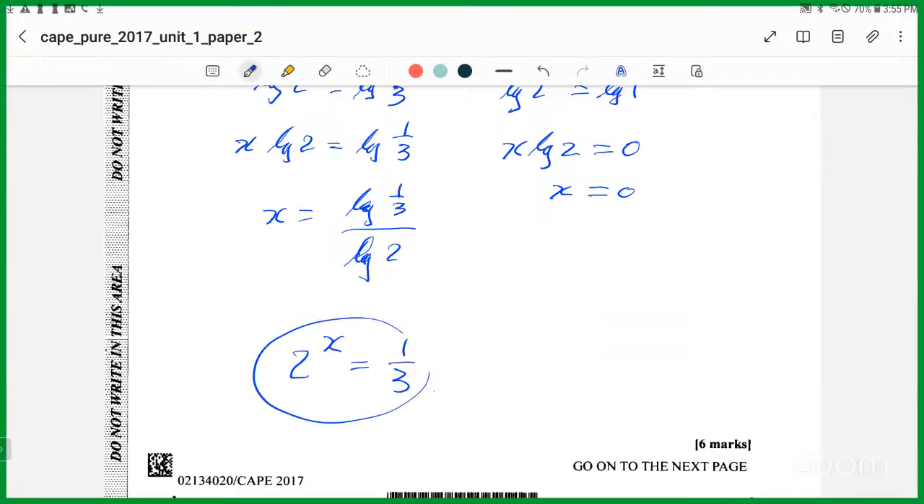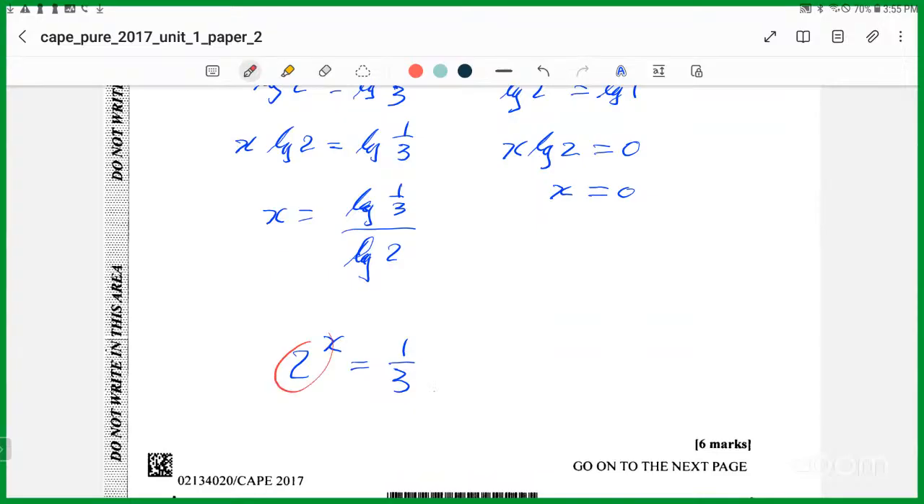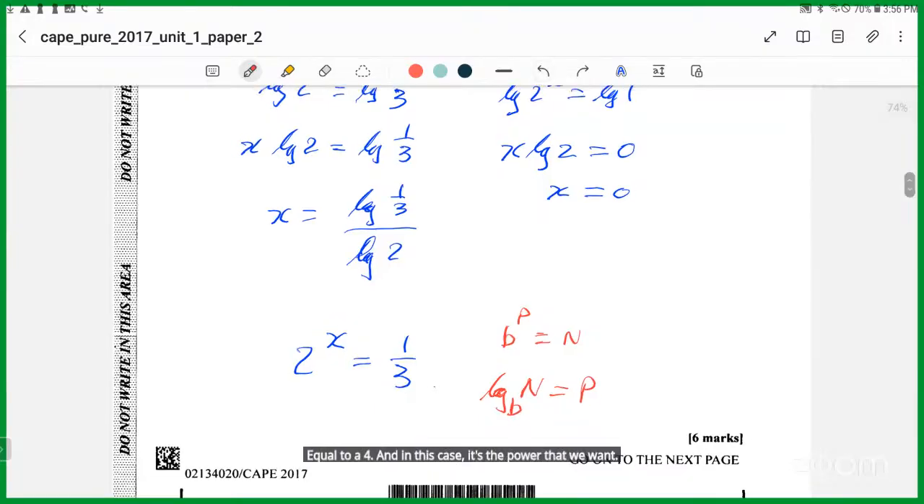Could have recognized this as, see it here, base, power, number. Remember, the log of a number to a base is equal to a power. And in this case, it's the power that we want. Right? The power that we want.